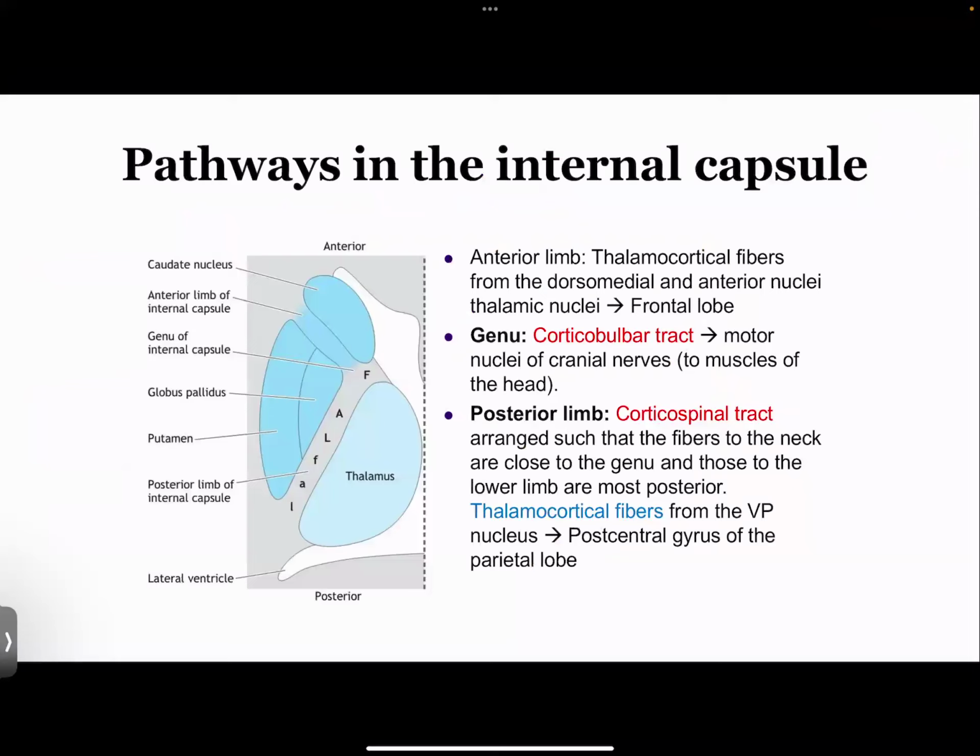So the anterior limb, what does it usually contain? It has the thalamocortical fibers from the dorsal medial and the anterior thalamic nuclei.